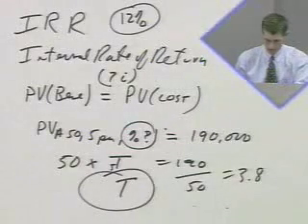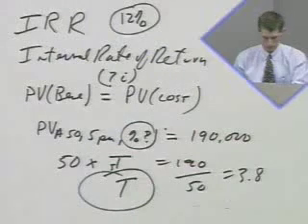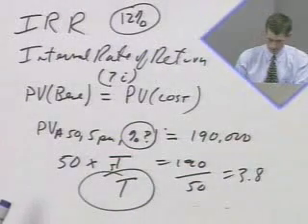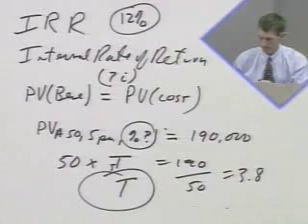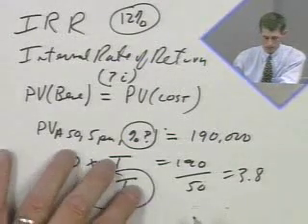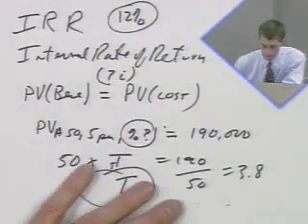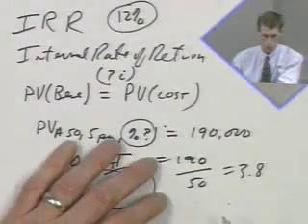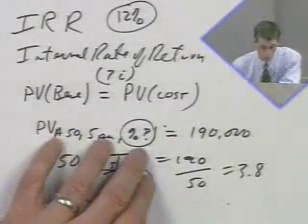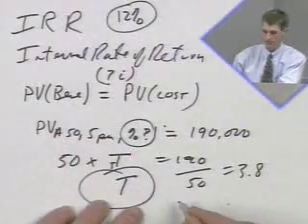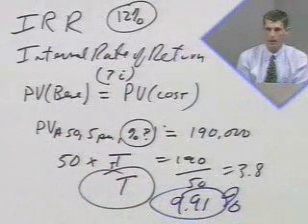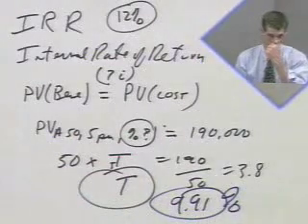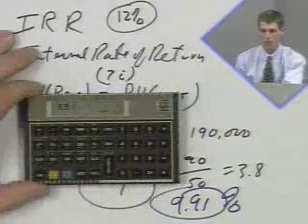190 with the sign changed is the present value. 50 is the payment. 5 is the periods. What's the interest rate? A more accurate number is 9.91. That's 9.91%, which is what we got when we did the extrapolation, right? So using the calculator, 9.91%.